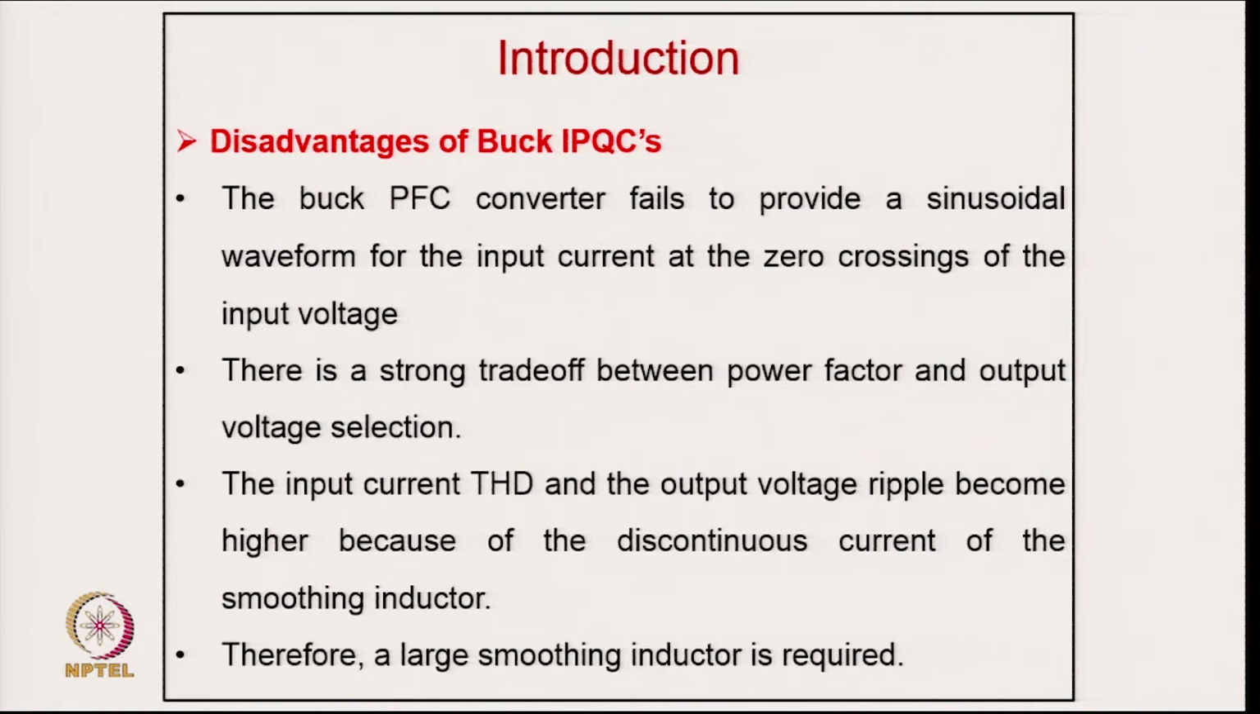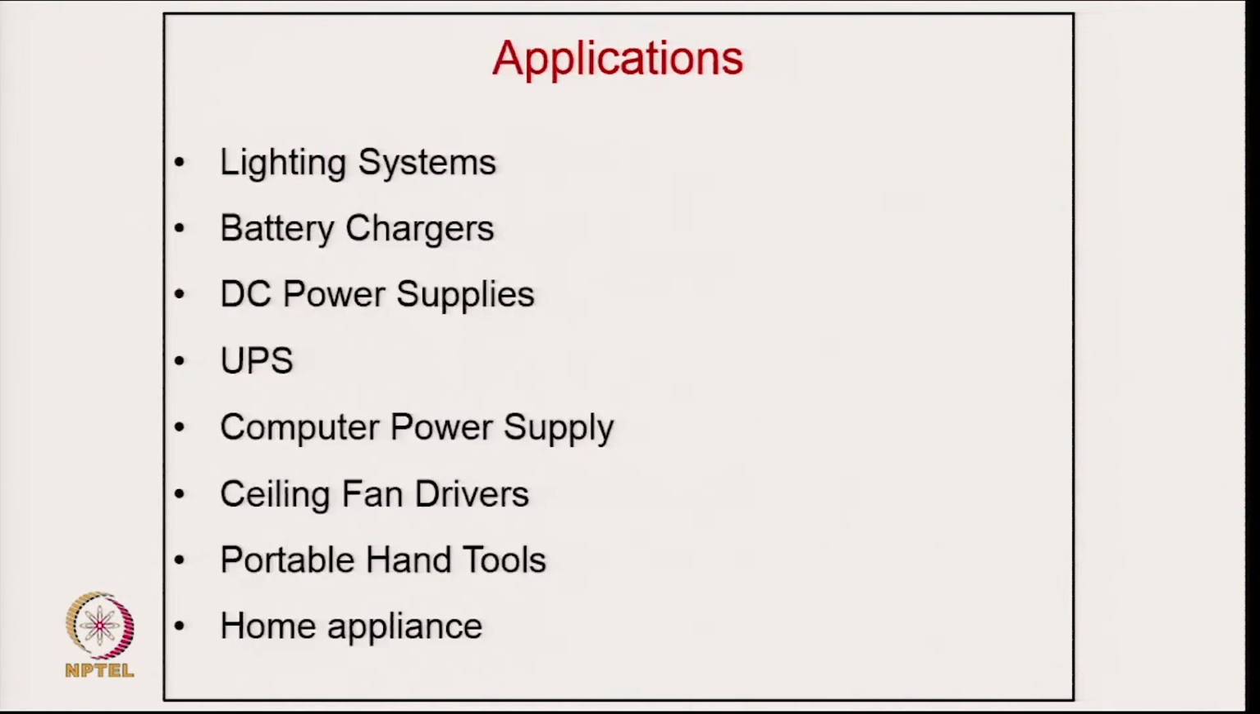Of course, there are some disadvantages of these buck improved power quality converters. The buck power factor correction converter fails to provide a sinusoidal waveform for the input current at the zero crossing of the input voltage, and there is a strong trade-off between power factor and output voltage regulation. The input current total harmonic distortion and output voltage ripple become higher because of the discontinuous current of the smoothing inductor. Therefore, a large smoothing inductor is required.